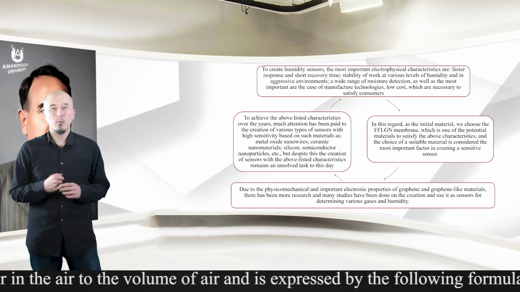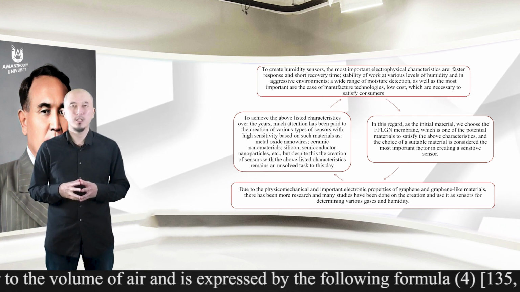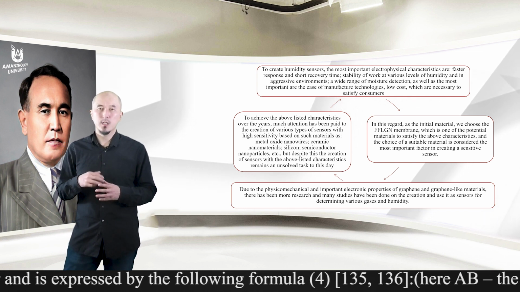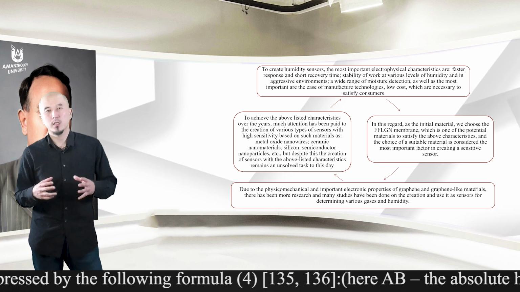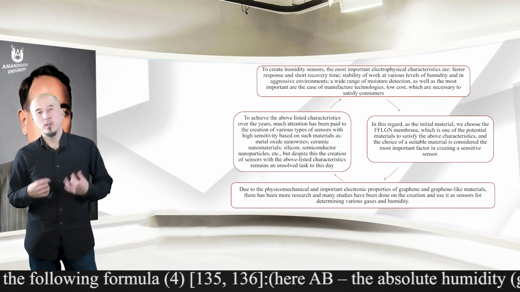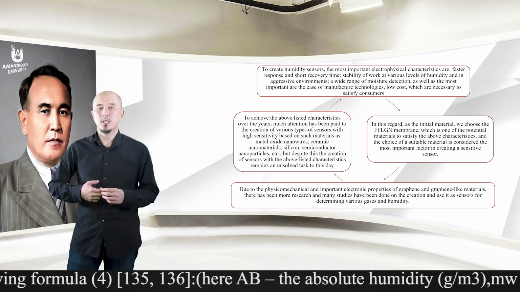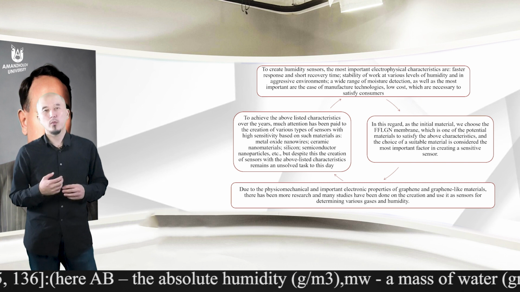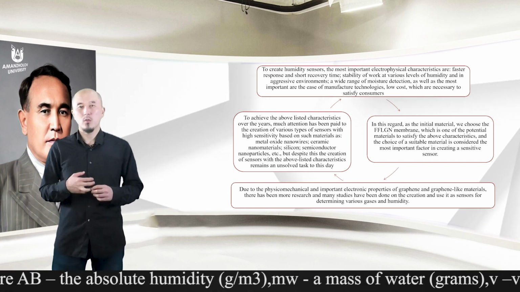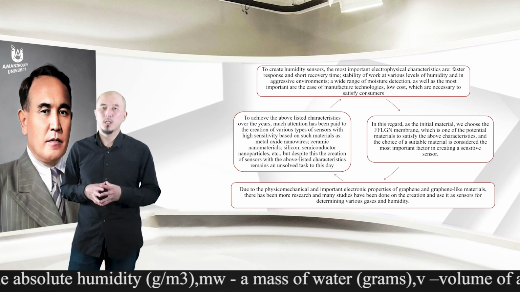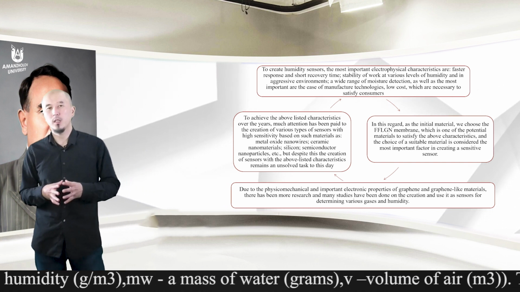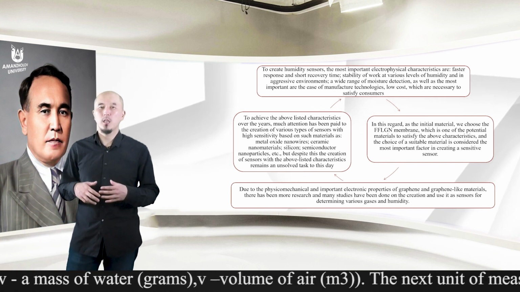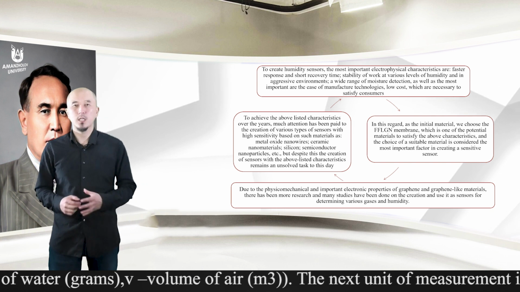There have been many researches and studies done on the creation and use of it as sensors for determining various gases and humidity. The use of graphene in sensors for the determination of various gases was first demonstrated in work. Then its related structures such as FLG, GO have become more investigated and used to create nanoscale sensors.